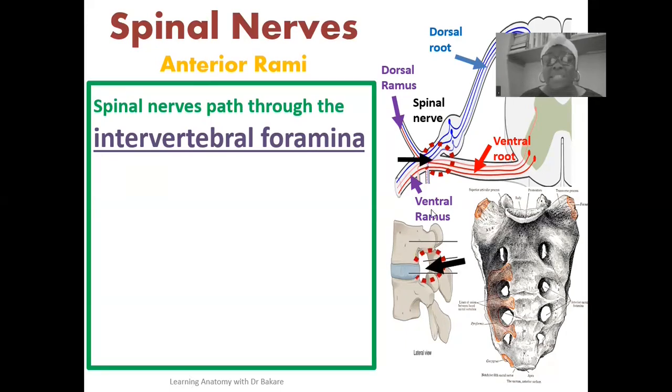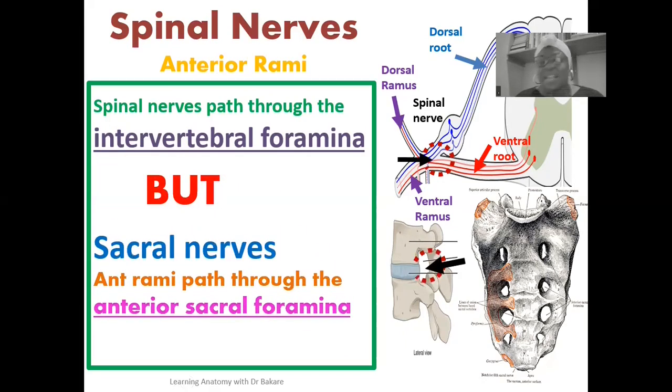Well, this establishment is what is seen from the cervical vertebra up here down to the lumbar vertebra. But for the sacral region, it is a different scenario. The spinal nerves are seen to pass through the anterior sacral foramen.